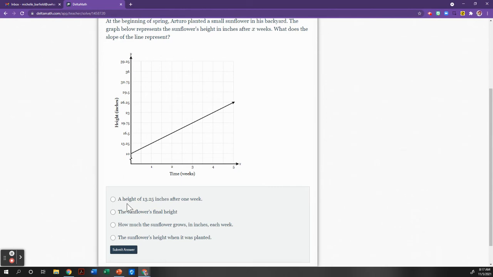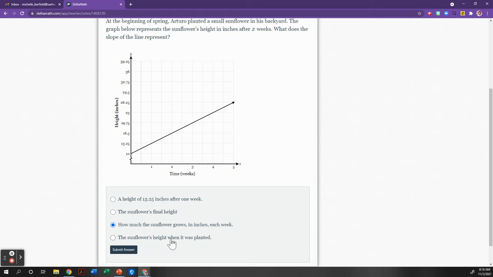It says a height of 13.25 inches after 1 week. That's just a fact. The sunflower's final height, again, that's a fact. And also, we don't know its final height. This arrow says that it continues to keep growing. How much the sunflower grows in inches each week, that is my perfect candidate. It's describing a rate, how much it's growing every week.